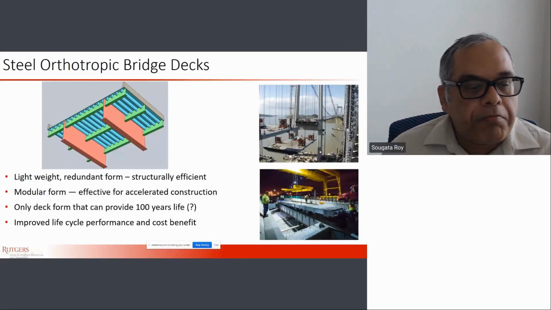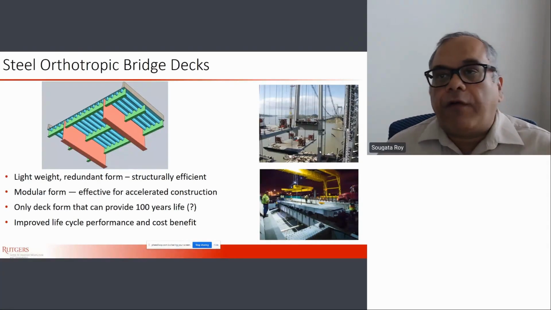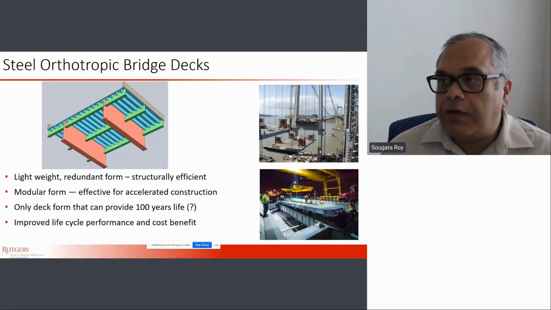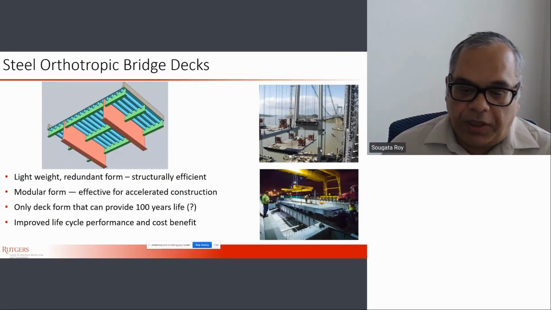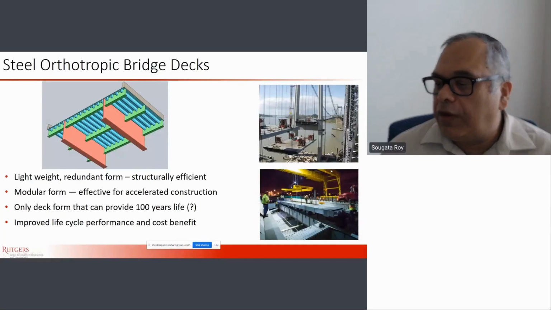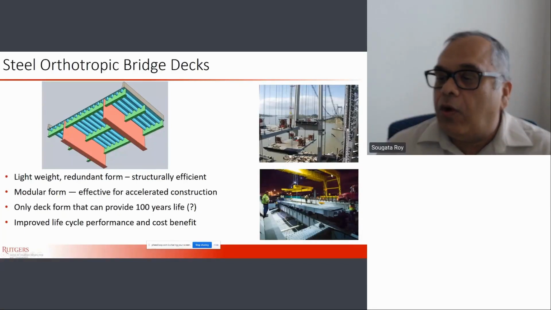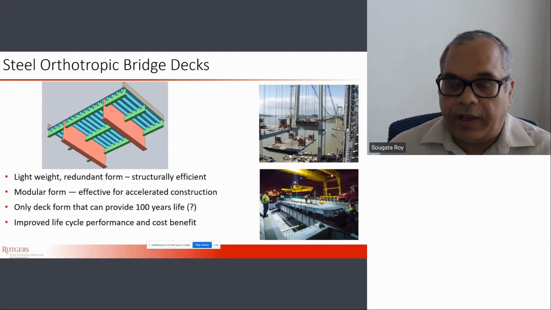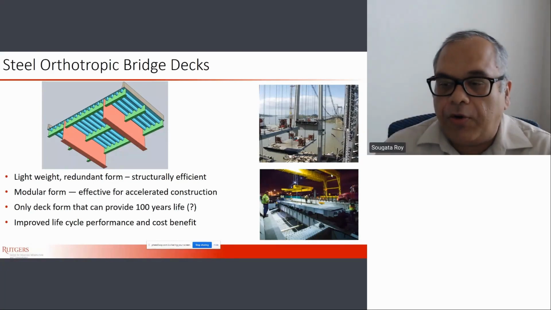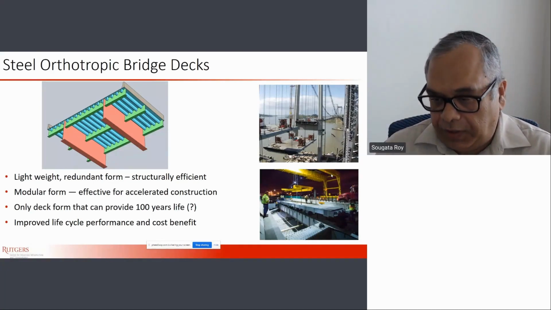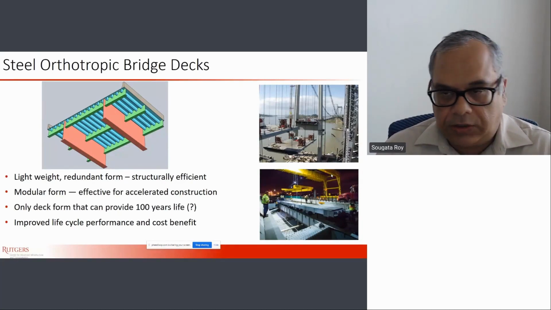And this is the only deck form that can provide a 100-year service life. Now, I put a question mark there because some of us who profess these kinds of advantages, 100 years, nobody of us is going to survive to know whether the deck survived 100 years or not. But laboratory testing, accelerated testing, like fatigue testing, shows that it is possible.